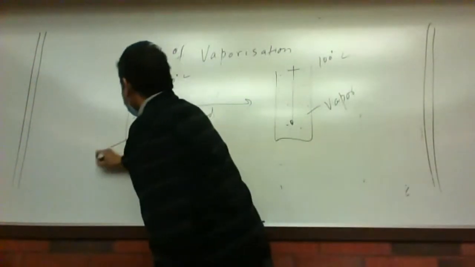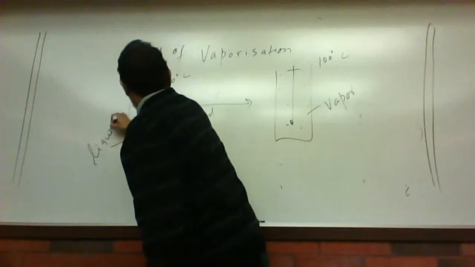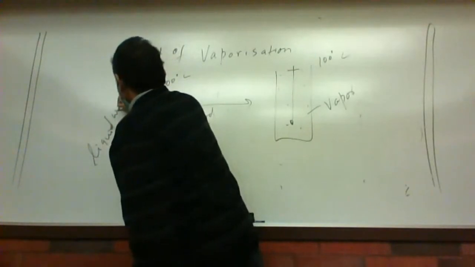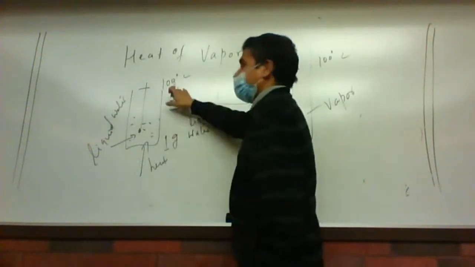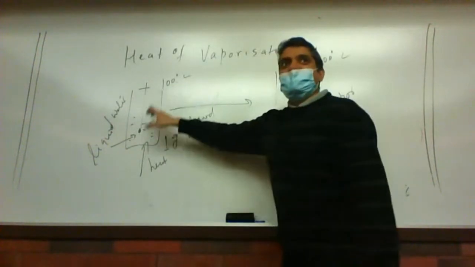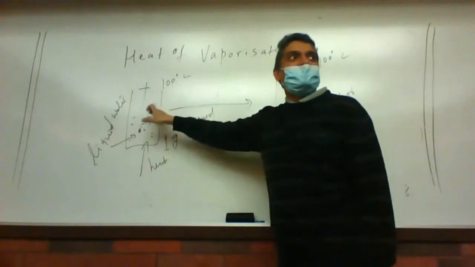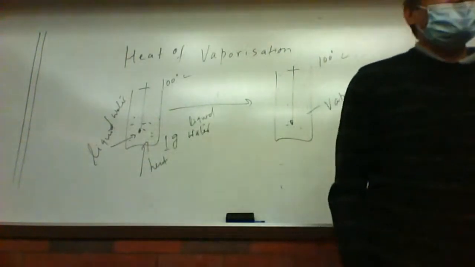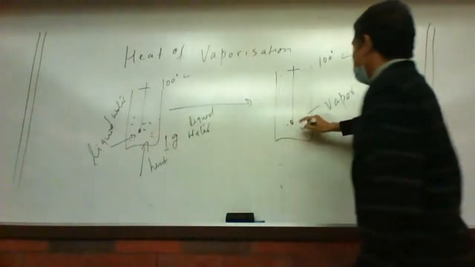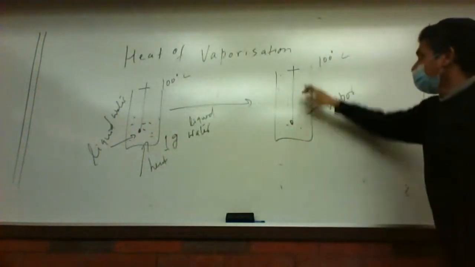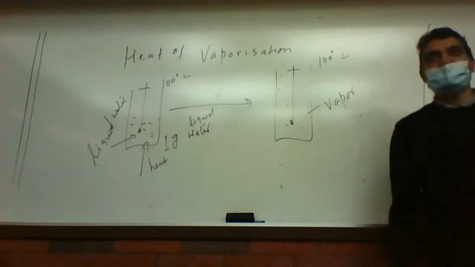So this is liquid water at 100 degrees centigrade, and if you further heat it, the temperature does not increase. The temperature doesn't become 101, 102, 103, 105. The temperature of the boiling water doesn't increase, right? So what happens is the water starts to vaporize, and then it is all converted to vapor. And if you measure the temperature, it's still 100 degrees centigrade.